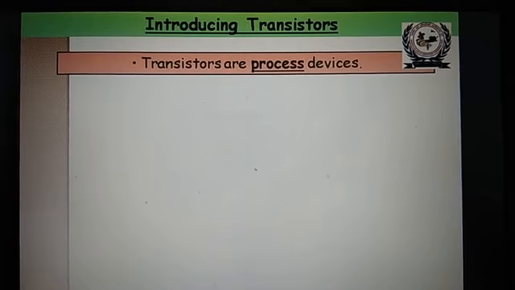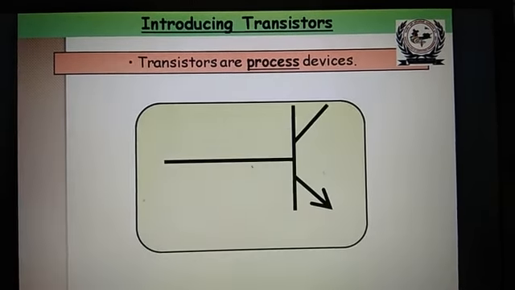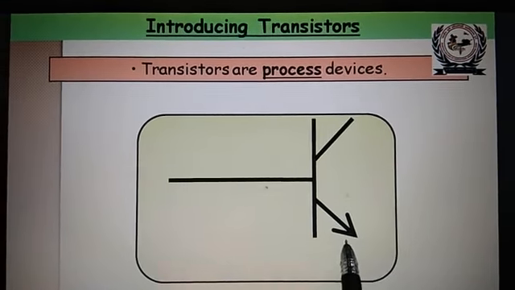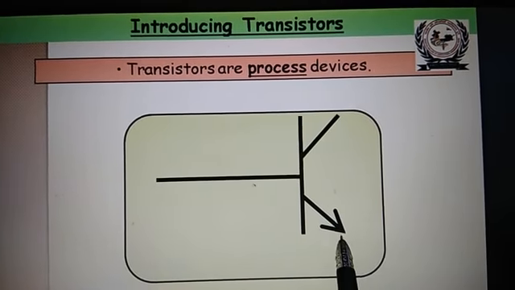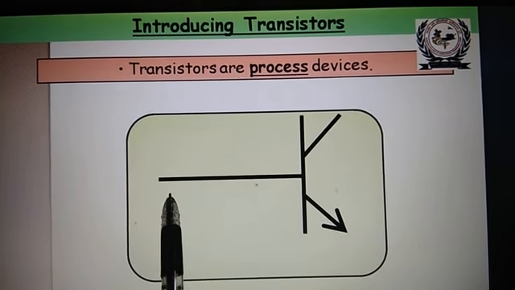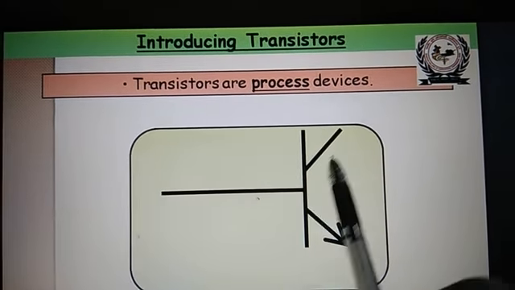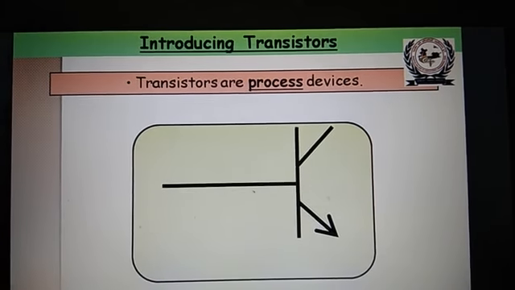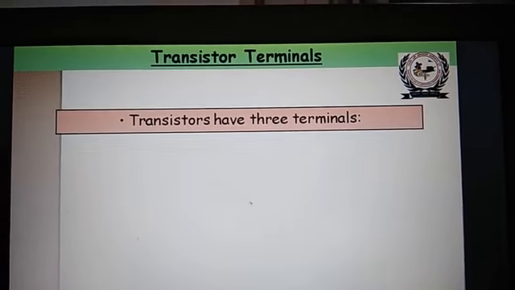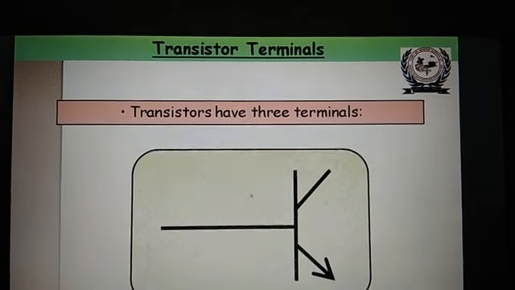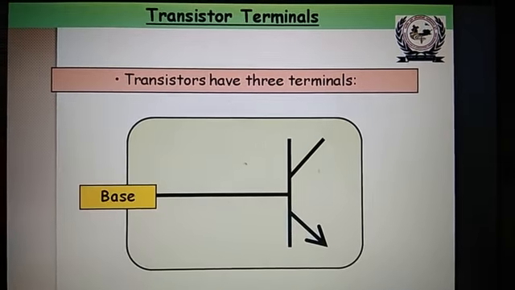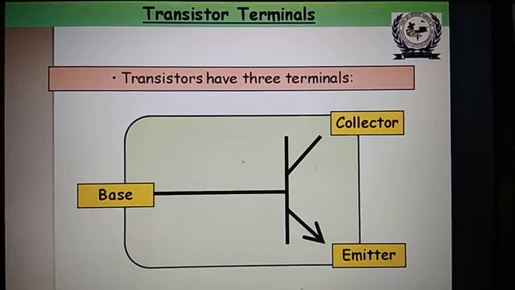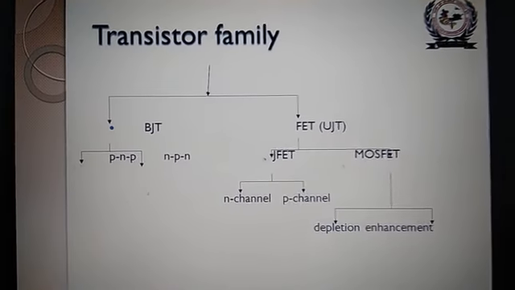Transistors are three terminal devices. You can see the symbol of this transistor. Here, the arrow terminal is shown as the emitter terminal. This terminal is the base terminal and this terminal is the collector terminal. Transistors have three terminals that we have seen: emitter, base and collector. This is shown here.